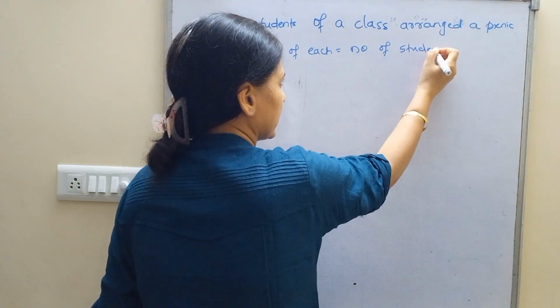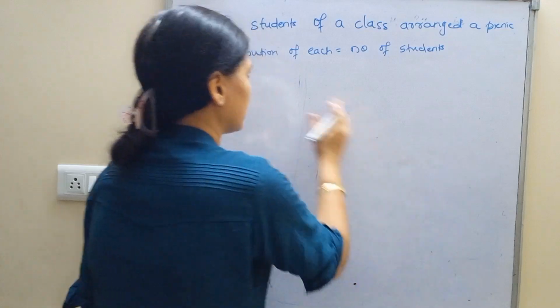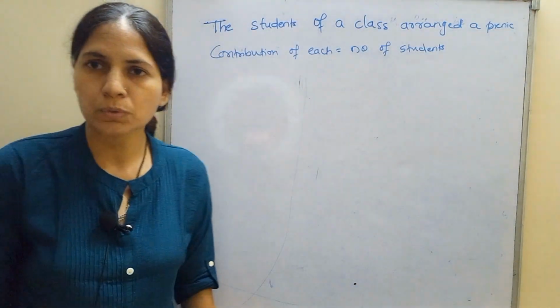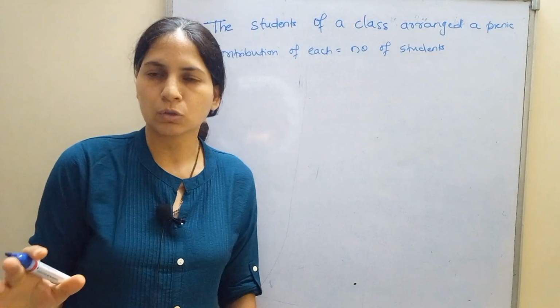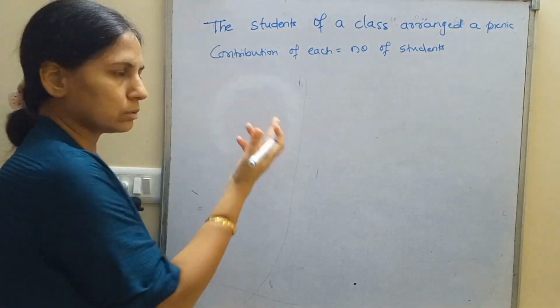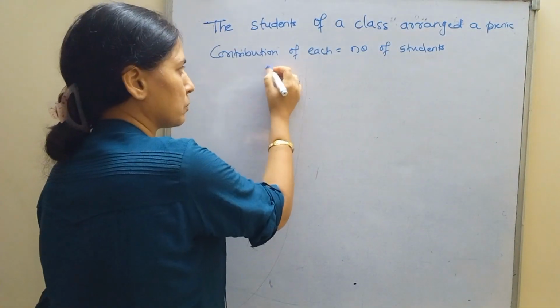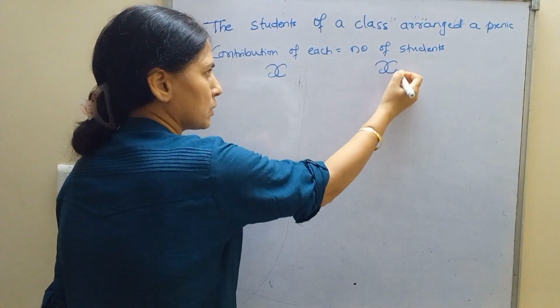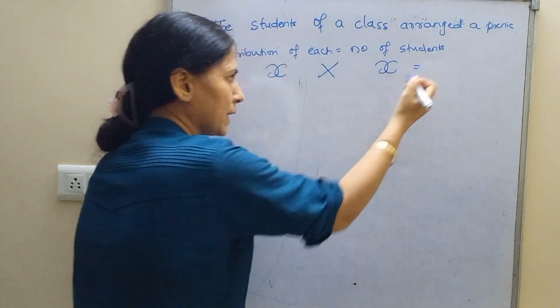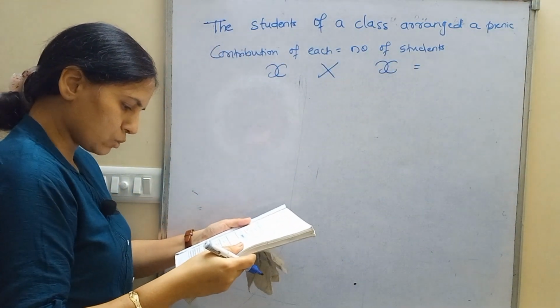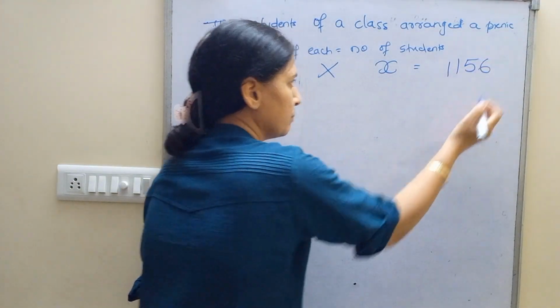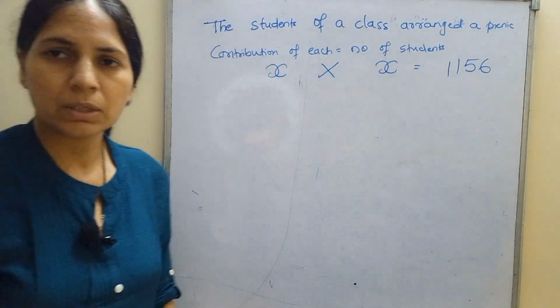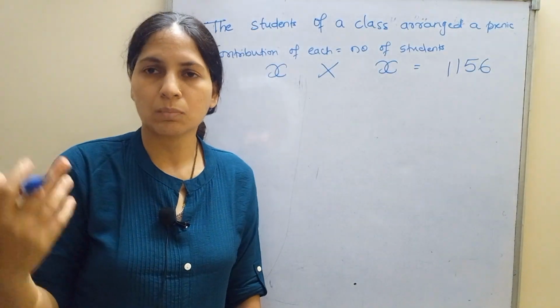I am writing it in a shortcut way. For example, if there are 100 students in the class, each child will contribute rupees 100. This is how their contribution was done. We don't know how many students are there, and we don't know the contribution. Let the contribution be x, the number of students is the same, and the total contribution is 1156.